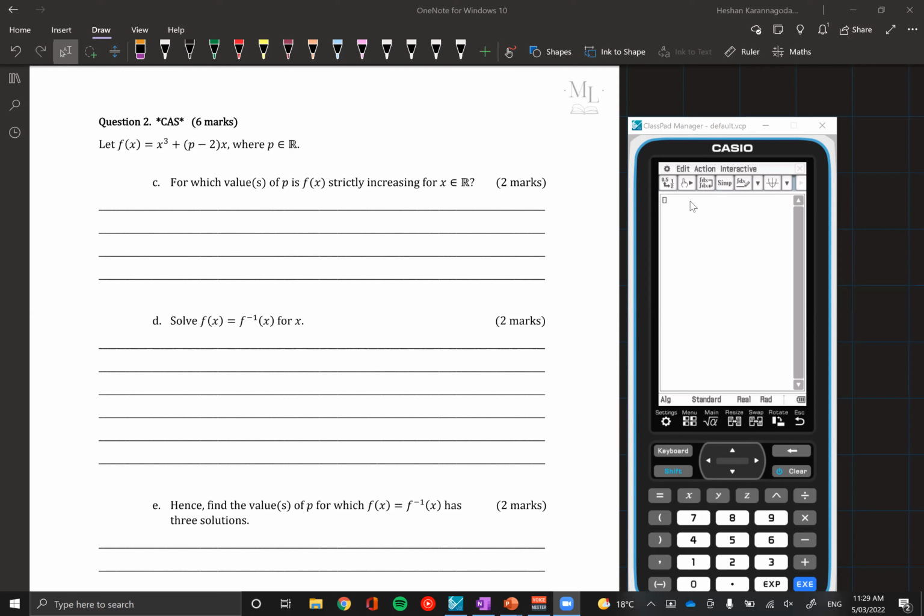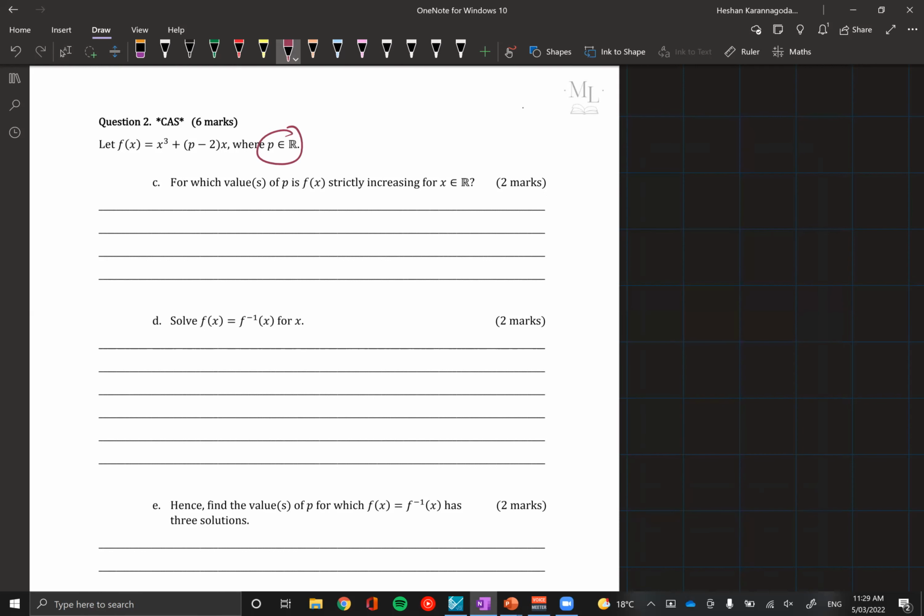So let's have a read of this question first of all. Let f(x) = x^3 + (p - 2)x, where p is an element of R. Similar to the previous question, we have another parameter, in this case p. It's really important to figure out what your parameters are defined by. Here it's all real numbers, but sometimes it might not be. It could be a set of numbers, maybe all positive numbers, or all real numbers excluding 0. It's something to really note in these questions, because sometimes it's not just defaulting to all real numbers. It could be something else, and that's key for answering these questions.